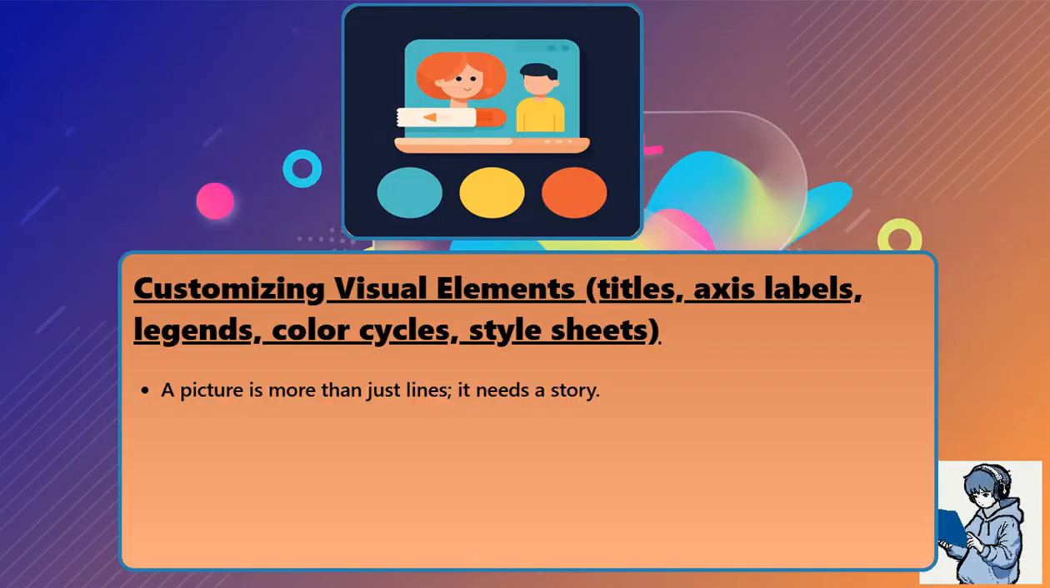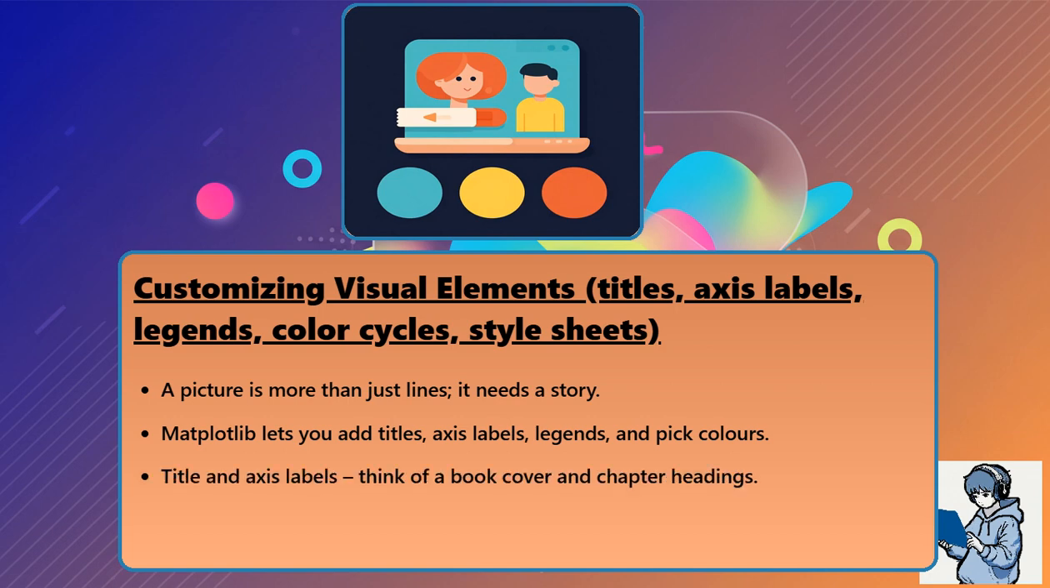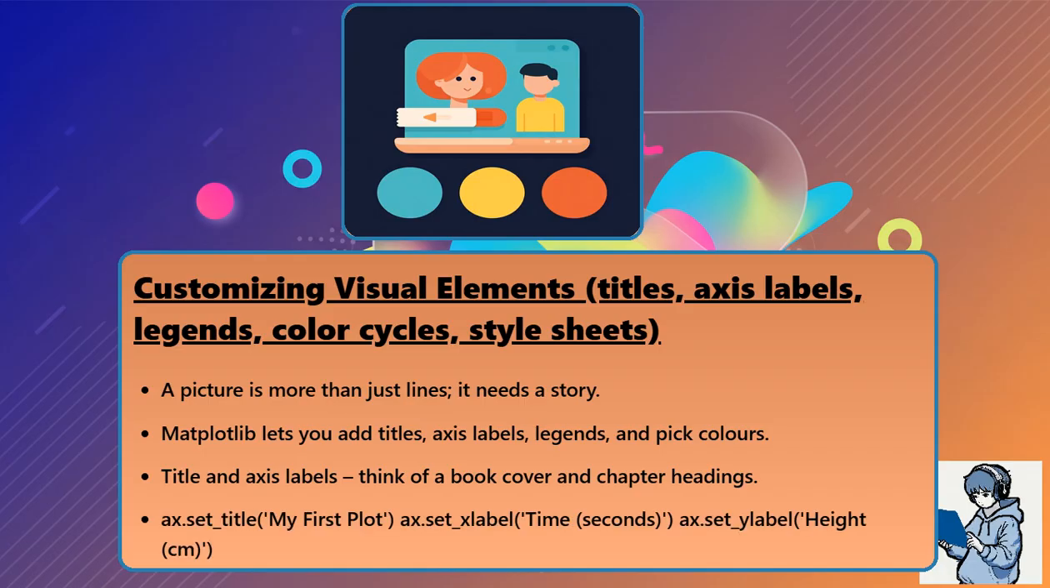A picture is more than just lines, it needs a story. Matplotlib lets you add titles, axis labels, legends, and pick colors. Title and axis labels, think of a book cover and chapter headings: ax.set_title('My First Plot'), ax.set_xlabel('Time (seconds)'), ax.set_ylabel('Height (centimeters)').